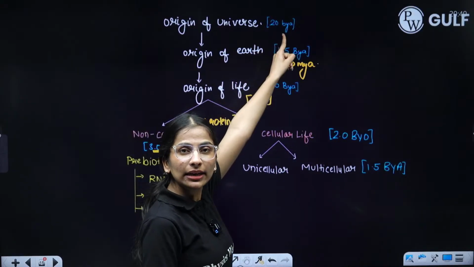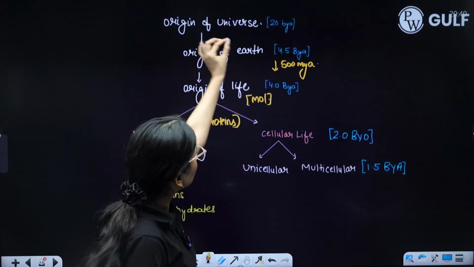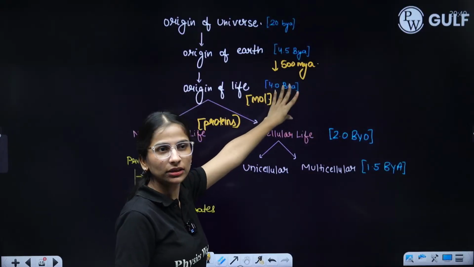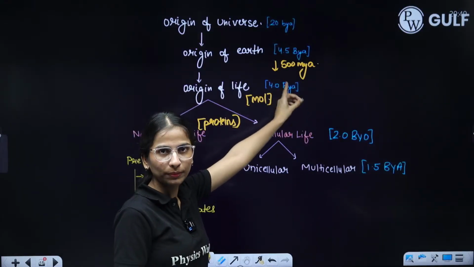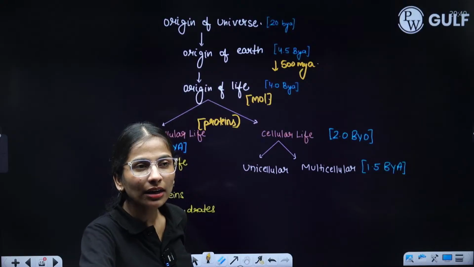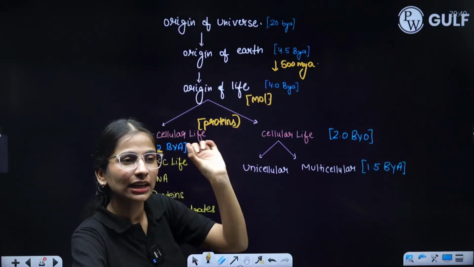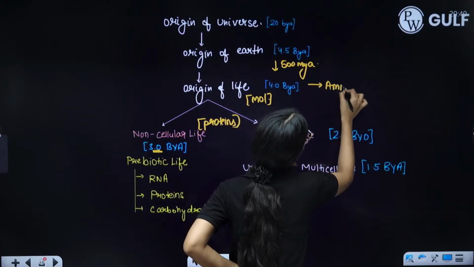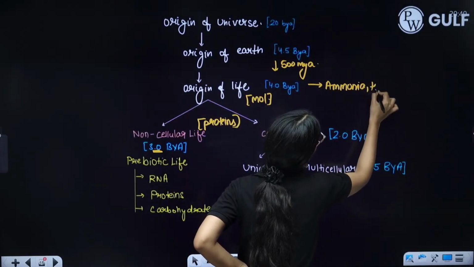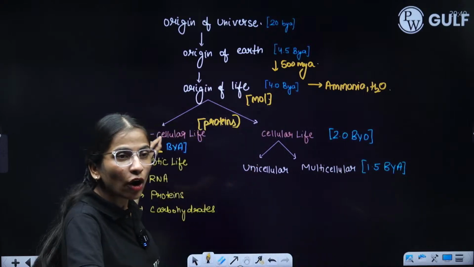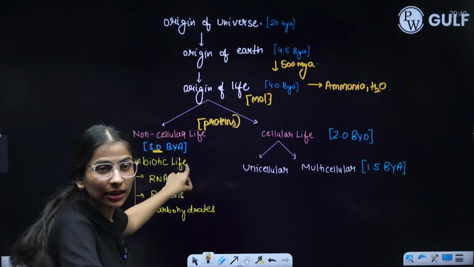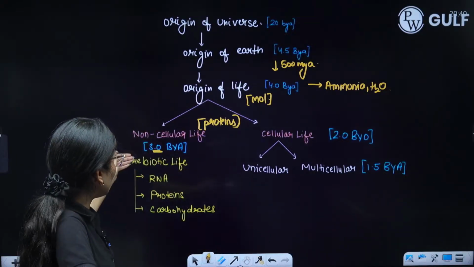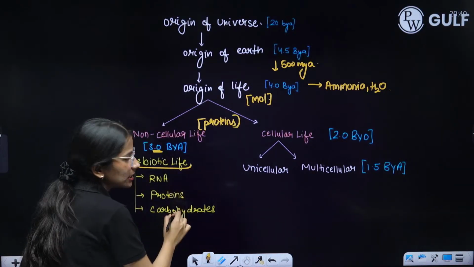Okay, so 20 billion years ago, universe. After that, just 4.5 billion years ago, earth. 500 million years after the earth, that means 4 billion years ago, what came into picture? Our origin of life in the very simple form, such as ammonia, water, etc. Okay, after that, how many years ago? 3 billion years ago, non-cellular life came into picture. That means proteins, etc. Okay, prebiotic life, it is termed as RNA, proteins, carbohydrate.